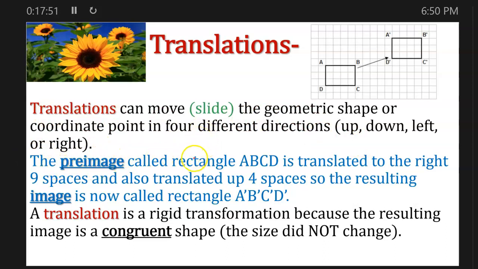The pre-image is called rectangle ABCD. That's this figure here. And it is translated 9 spaces to the right and then 4 spaces up. So the resulting image is now called rectangle A prime, B prime, C prime, and D prime. A translation is a rigid transformation because the resulting image is a congruent shape. The size did not change.